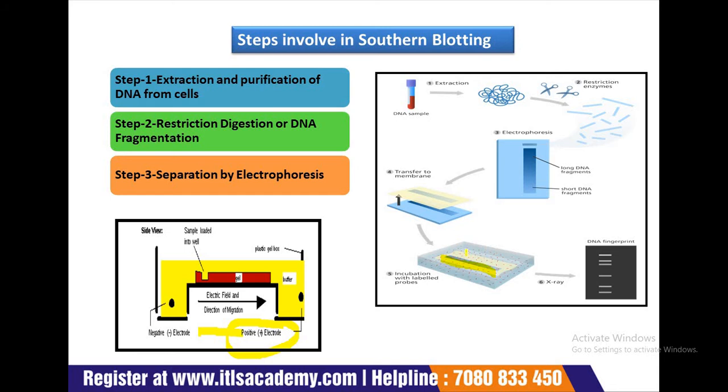You can see in this picture the capillary action is going on, and it results in a contact print of the gel. Here is the result you can see in the gel.